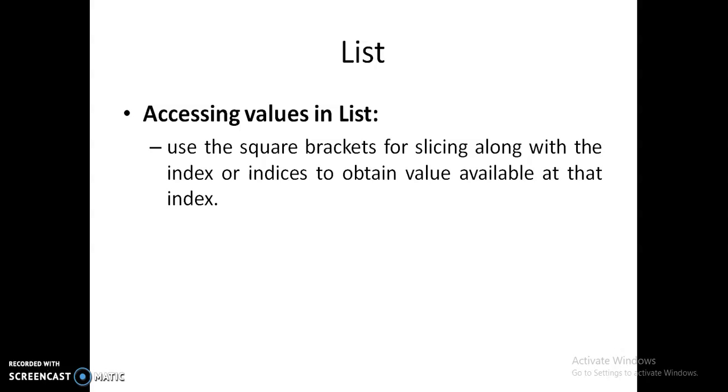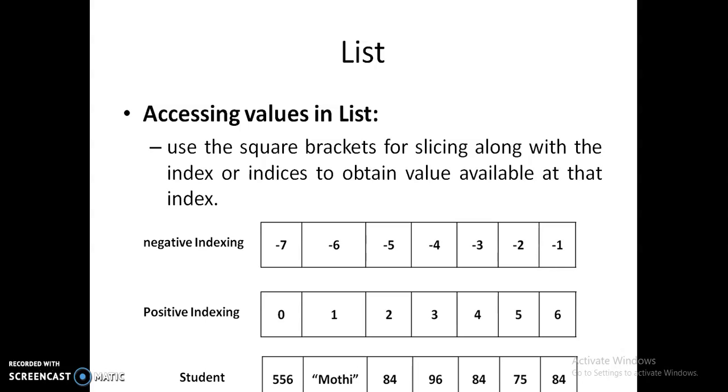To access a list, we will use the indexes of the elements in the list. The index of the list starts with 0 and ends at the count of elements minus one. The first element is referred by 0, the second element is 1, the third element is 2, the fourth element is 3. Like that, the seventh element is indexed with 6.